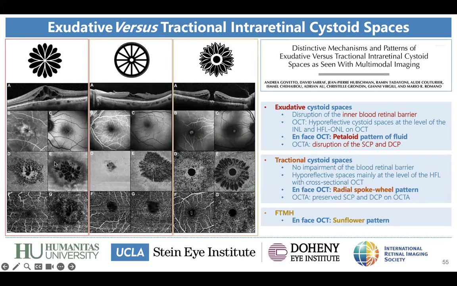Of course, this is important to identify because in cases of exudative cystoid spaces, we should treat with medical therapies or intravitreal injections, while tractional macular cystoid edema should actually be treated with surgery when appropriate.